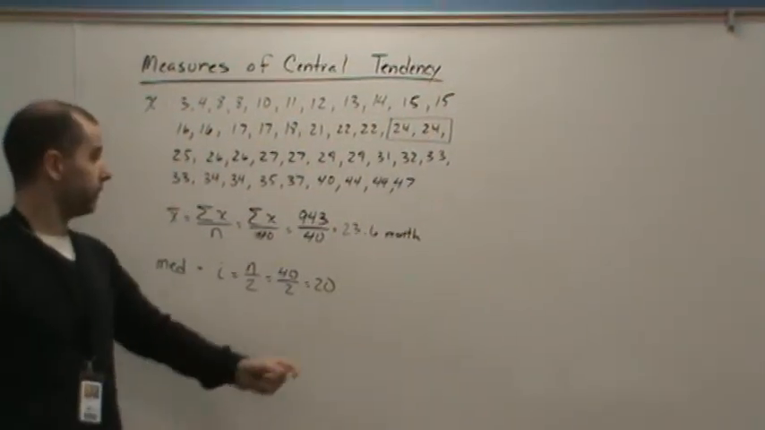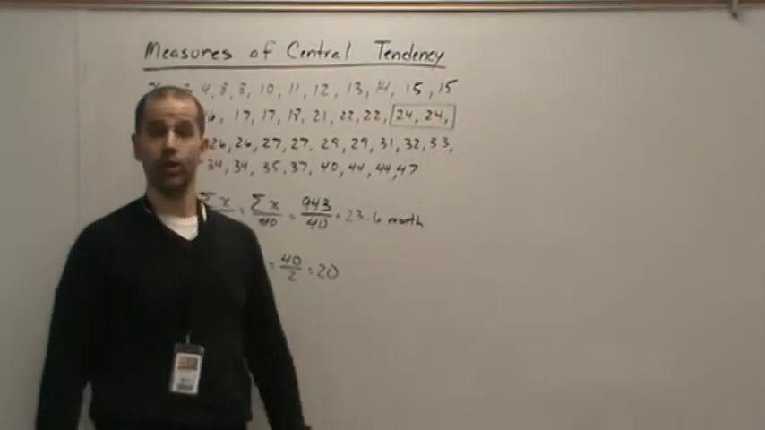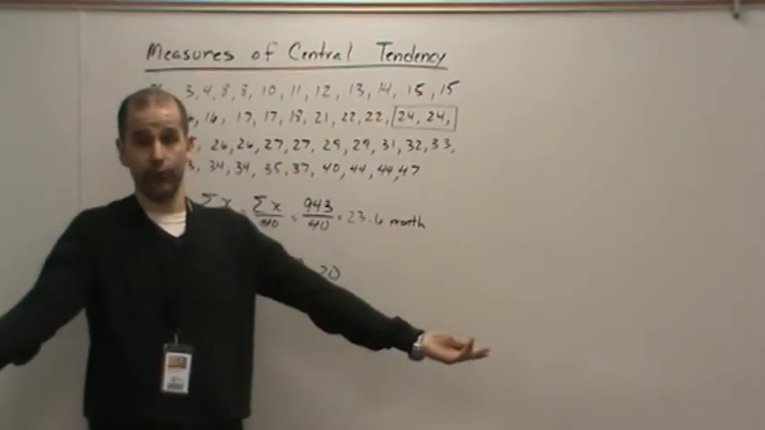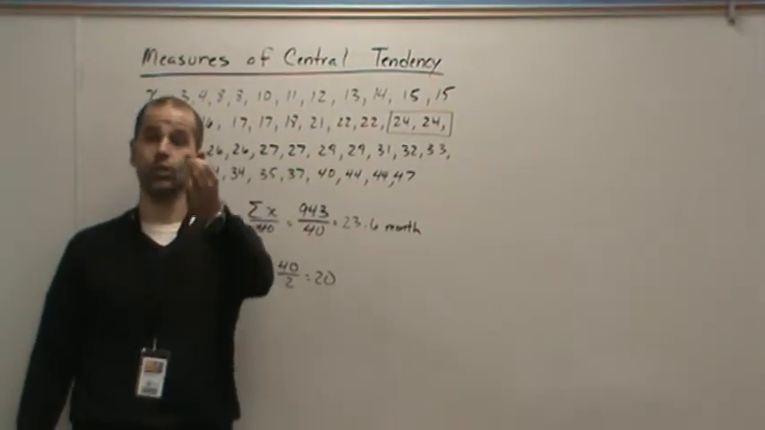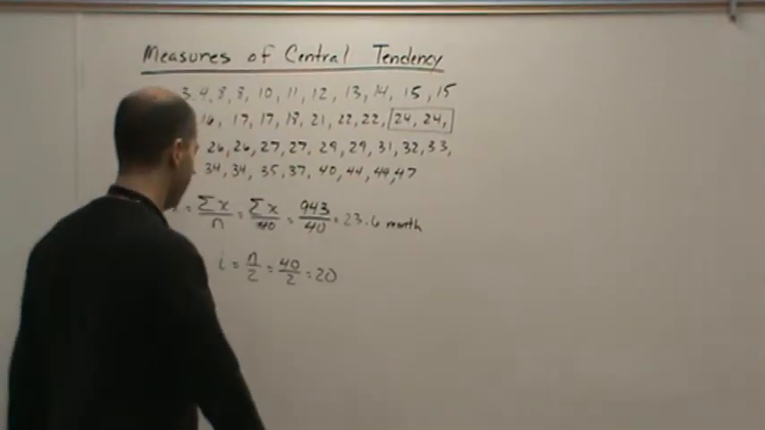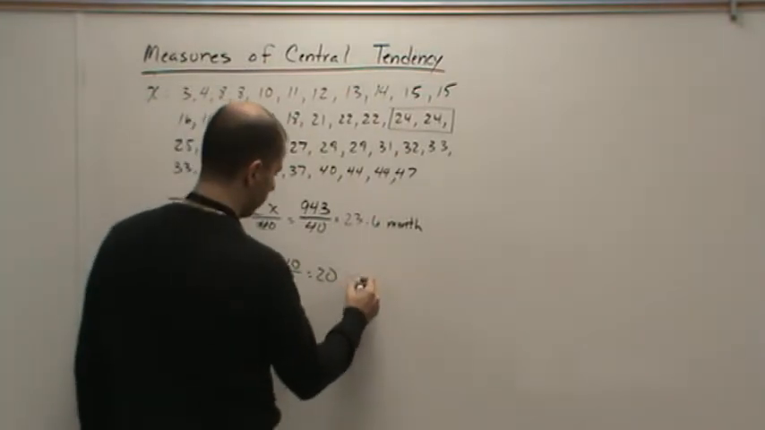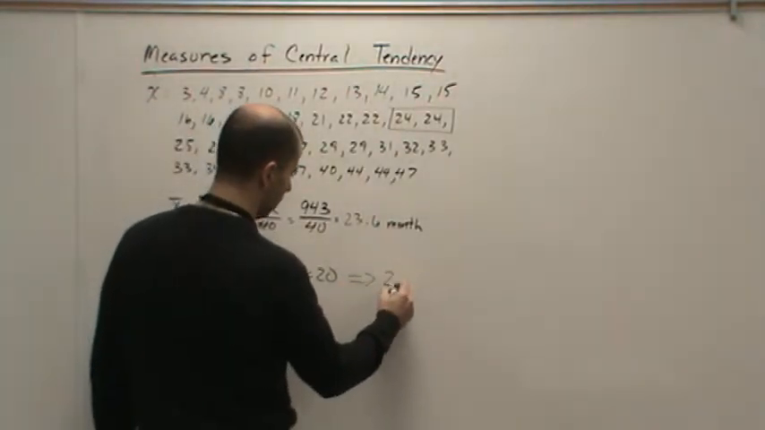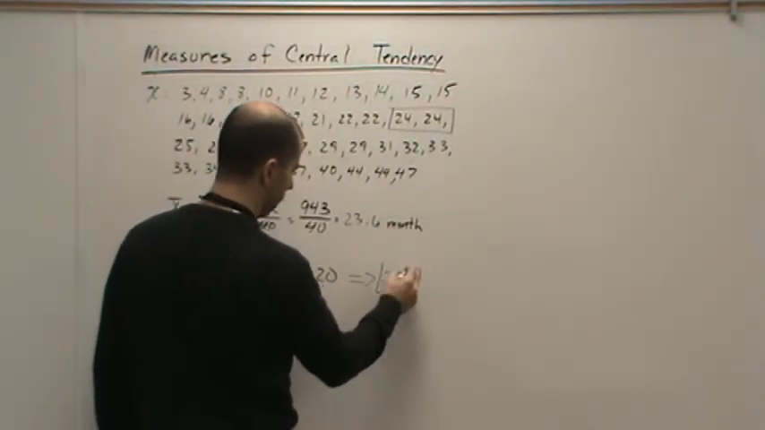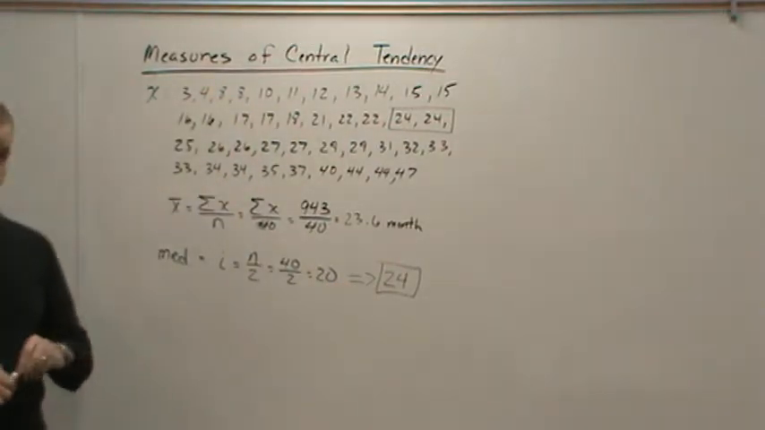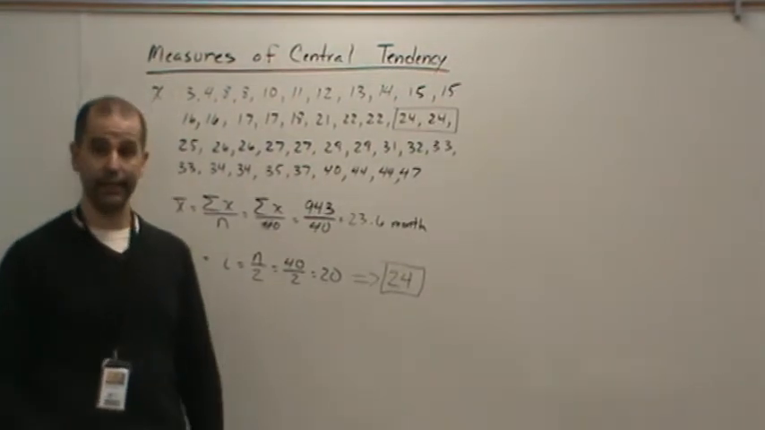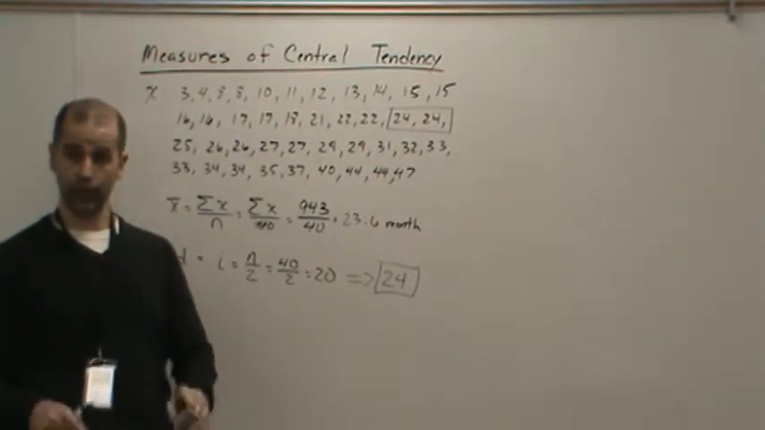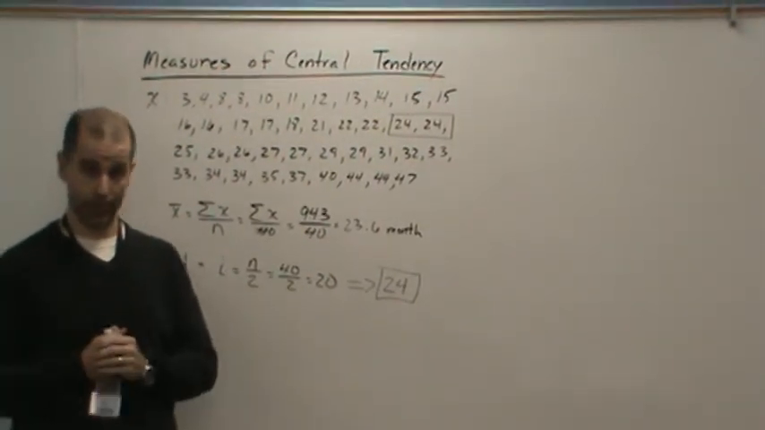Well, the cool thing about this is that they're both the same. So if I take the average of 24 and 24, it's going to be 24. So what's my median? 24. Okay? So in this case here, the median is going to equal 24. So now, notice that the median and the mean are very close to each other. We'll talk about that in a moment.